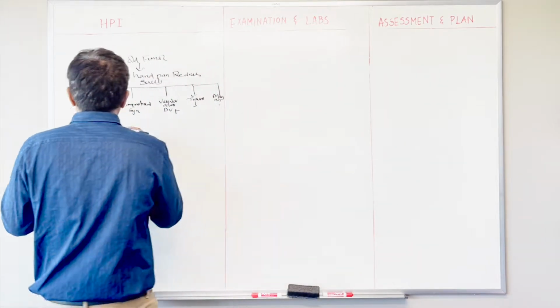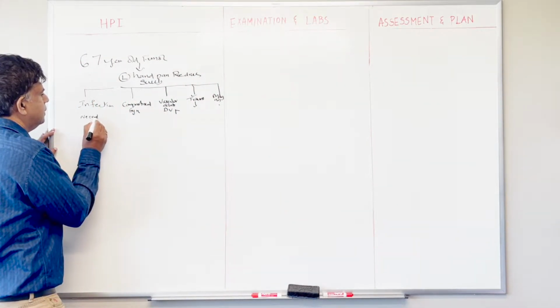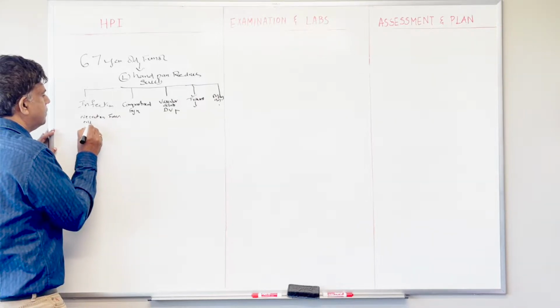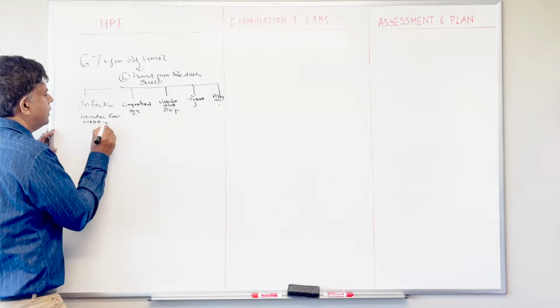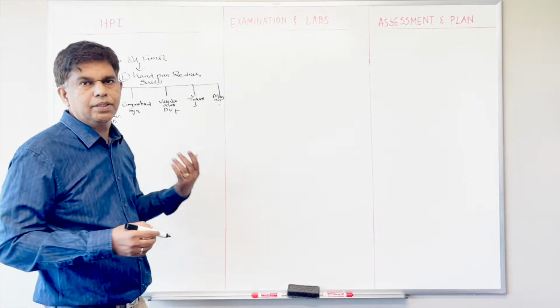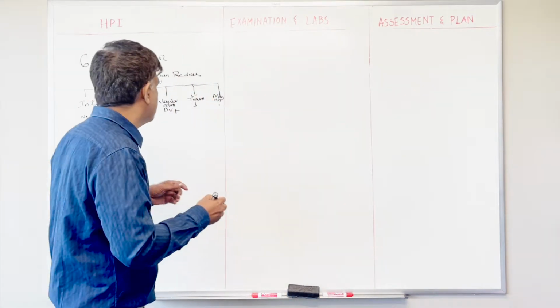We'll just write it down: necrotizing fasciitis, MRSA infection, or any type of infection. And then we have to talk about maybe some animal bites, like cat or dog, and those kind of things. We'll just write it down.